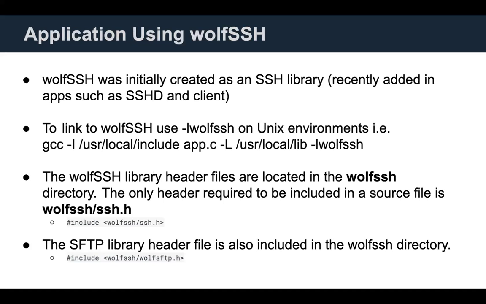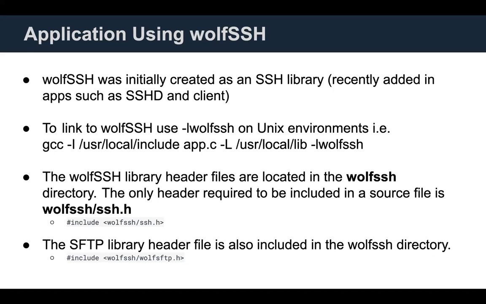So that's great for building the wolfSSH library, but how would you go about actually making an application use the wolfSSH library? As mentioned, wolfSSH was initially created as an SSH library with a couple of applications recently added in the last couple of years. But to link to the wolfSSH library, you'd use -lwolfssh on a Unix environment. They would look like the following GCC command for compiling a simple app that would link to wolfSSH.